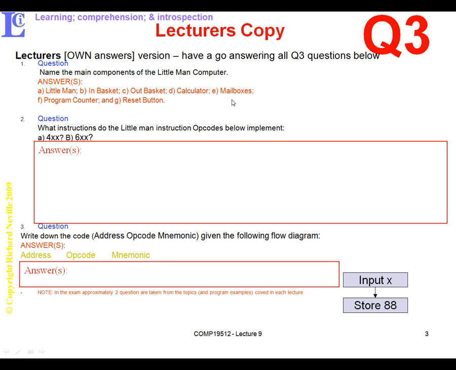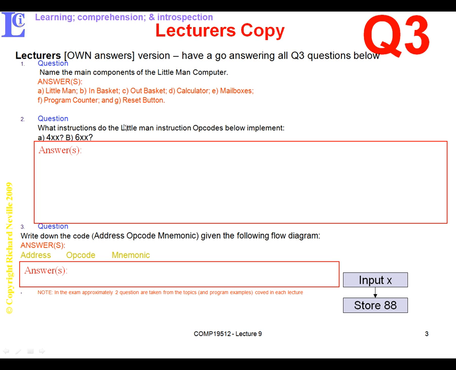So the other entity in the walled room was the mailboxes, which store the program and data, and then the program counter that can index through the mailboxes, and the reset that resets the program counter to 0.